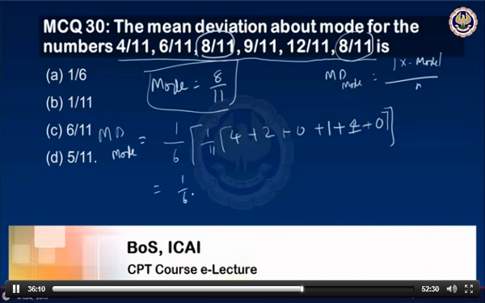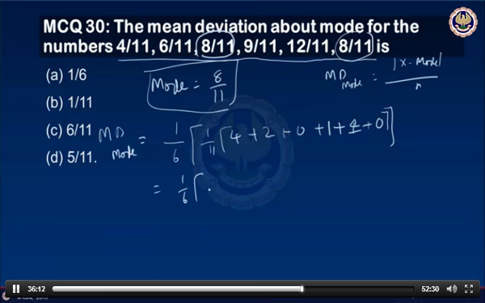In this way we can compute: 1 by 6 into 1 by 11 into 4 plus 2 is 6, 6 plus 4 is 10, 10 plus 1 is 11, and 11 ones cancel. So option A is correct. 1 by 6 is the answer for this question.